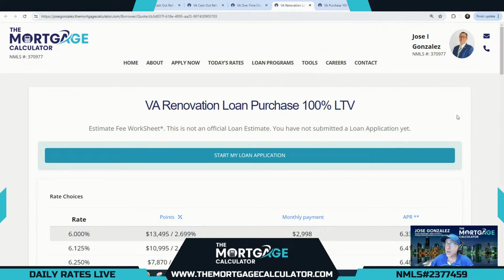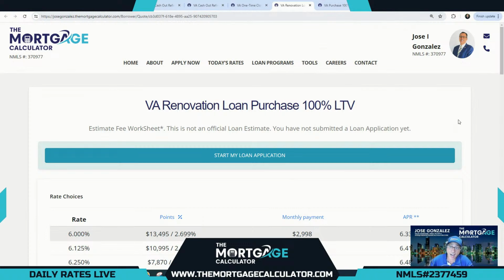Now, some of the additional cool options we have: the VA renovation loan at 100% LTV. A renovation loan is a loan where you can purchase a property and you can also finance the renovations that are needed or that are desired. Some of the accepted renovations, for example, are kitchens, right? Popular item to renovate to make your dream home: kitchens, bathrooms, windows, roof, right? Flooring, electrical systems, plumbing. I mean, all those things could be updated as part of a renovation loan.